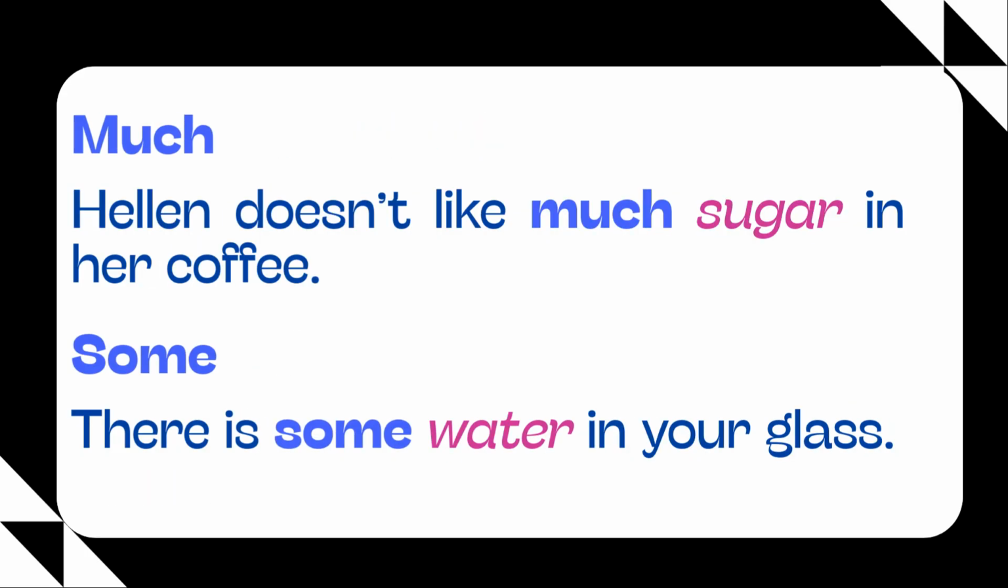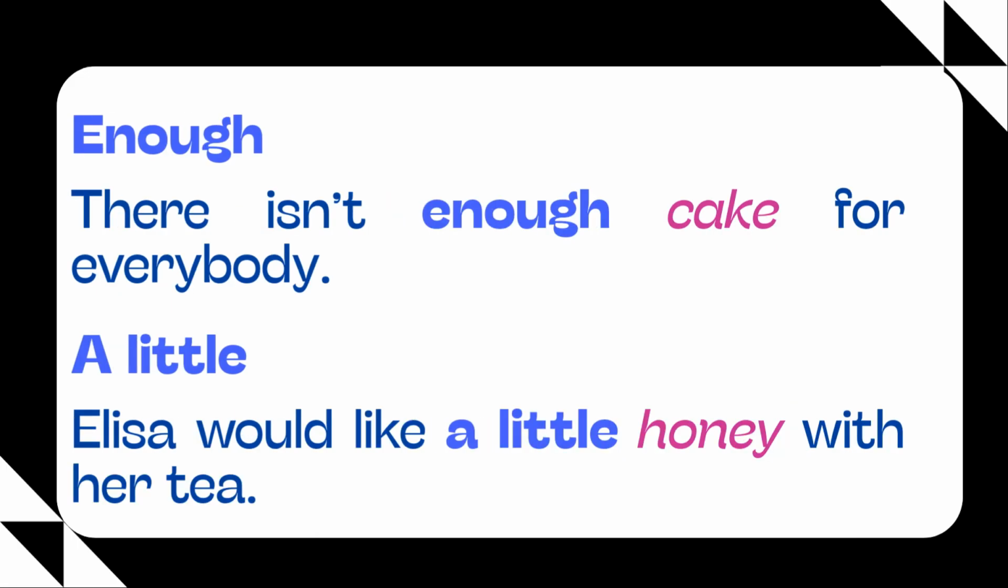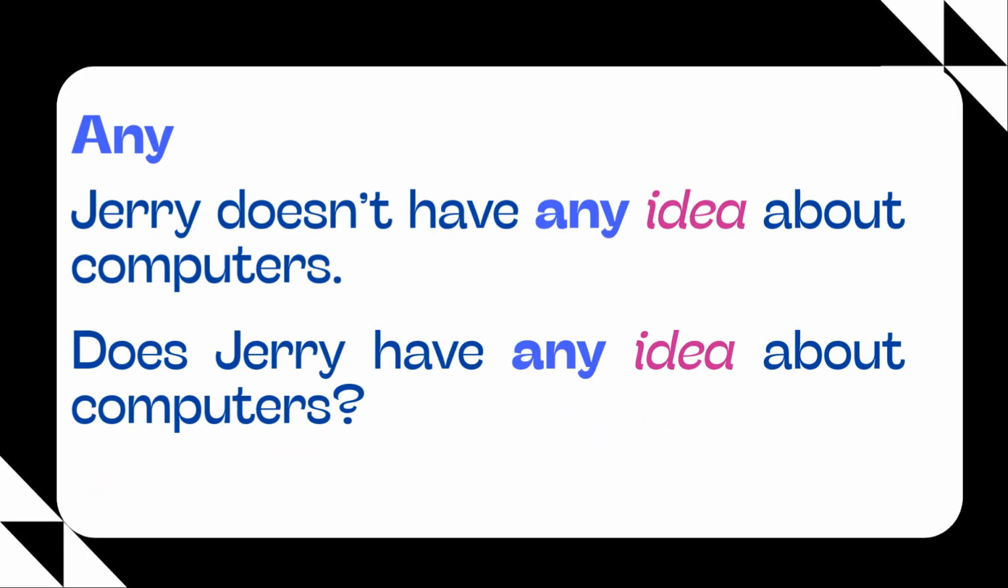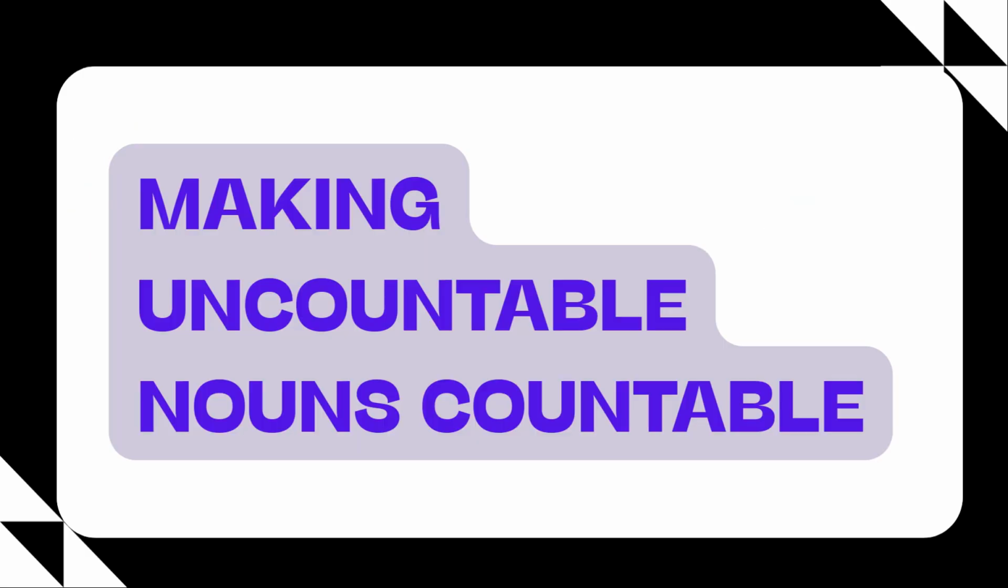Much: Helen doesn't like much sugar in her coffee. Some: there is some water in your glass. Enough: there is enough cake for everybody. A little: Alyssa would like a little honey with her tea. Any: Jerry doesn't have any idea about computers. Does Jerry have any idea about computers?